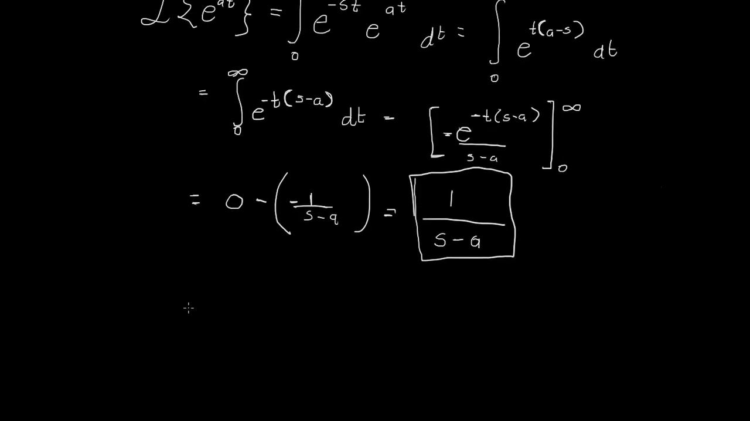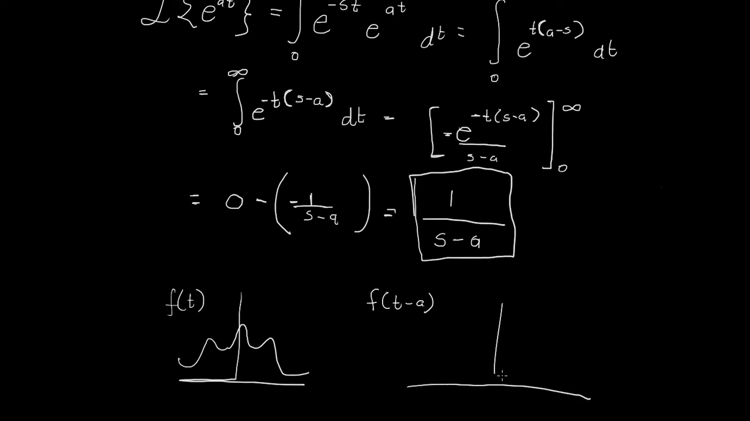So let me just quickly explain what that means. Let's say I have some function f of t, and let's say I plot the graph of f of t, and maybe it looks something like that. If I want to shift this function by a units to the right, what I would do is plot f of t minus a. What this would do is shift it a units to the right, so I'd get something like that, where this distance over here is a. That's how you shift functions.